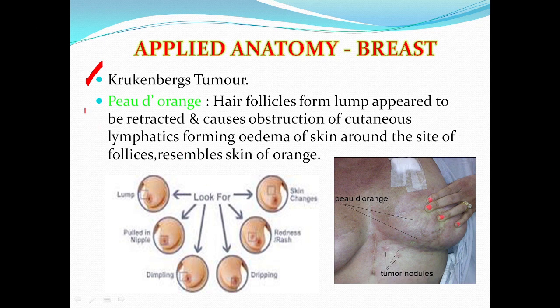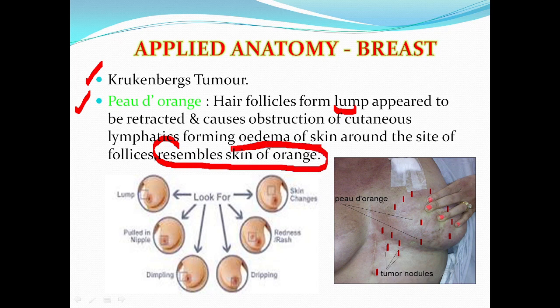Then another clinical anatomy: peau d'orange. Peau d'orange means you try to see the mammary gland over here. Can you observe that the lymphatics got inflamed over here? Try to see the enlargements. So the whole gland turns orange in color. Hair follicles form a lump, appear to retract, and cause obstruction of the lymphatics, leading to edema and enlargement of the mammary gland. At those levels, what is happening? The breast is going to turn what color? Orange in color, leading to a condition called peau d'orange.